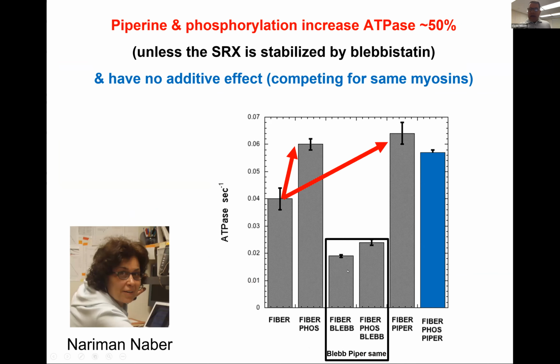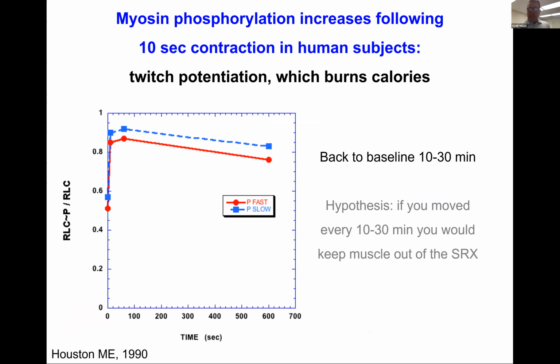So Nariman in the lab has, with the more traditional measurements of ATPase turnover, shown that when you stabilize the superrelaxed state or the interactive heads motif with blebistatin, you suppress myosin ATPase, and that phosphorylation increases the ATP turnover or rate of calories, metabolism in muscle to the same extent as piperine, and that these effects are not additive between the two.